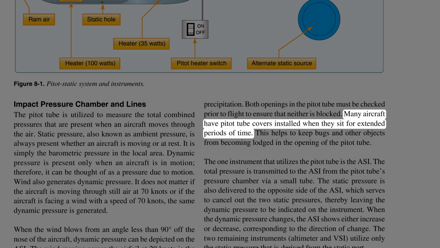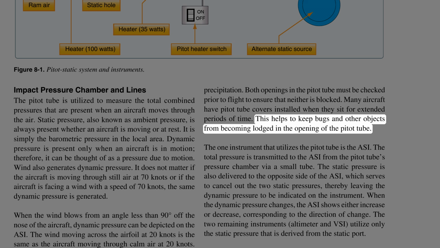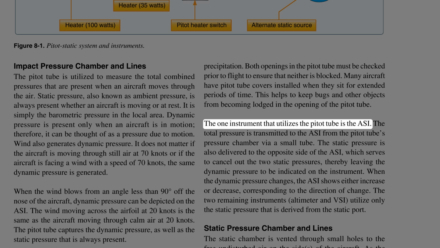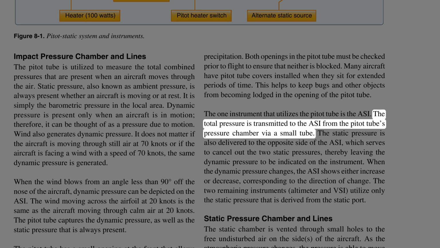Many aircraft have pitot tube covers installed when they sit for extended periods of time. This helps to keep bugs and other objects from becoming lodged in the opening of the pitot tube. The one instrument that utilizes the pitot tube is the ASI. The total pressure is transmitted to the ASI from the pitot tube's pressure chamber via a small tube.